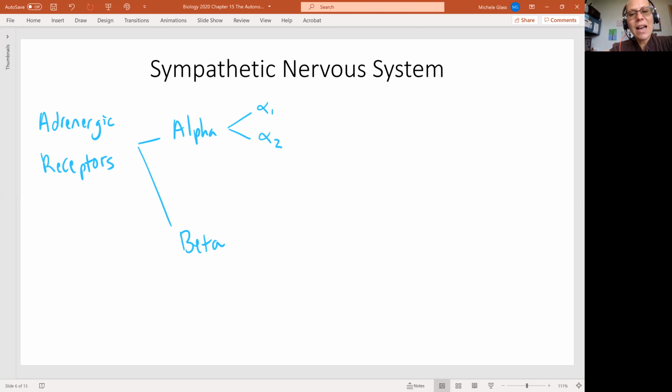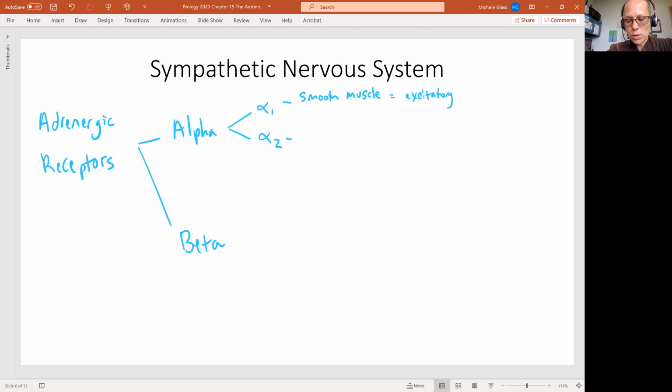When we talk about the alpha 1, we're going to see this located on smooth muscle cells, and it's going to be excitatory. So if our norepinephrine binds to an alpha 1 receptor, it's found on the smooth muscle, and it's exciting or causing that smooth muscle to contract.